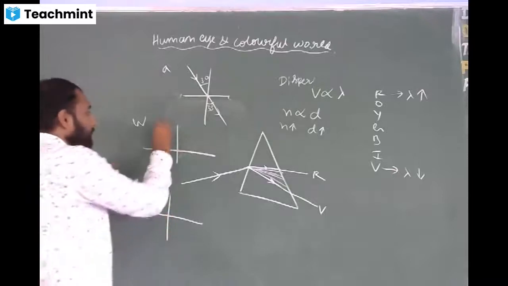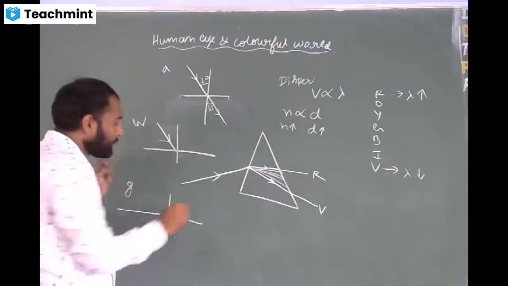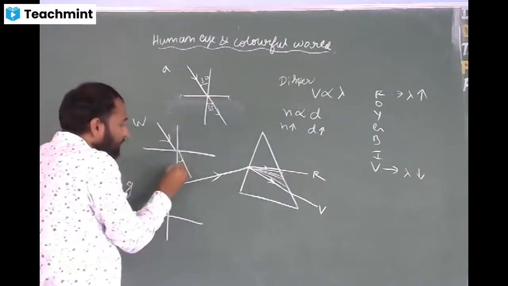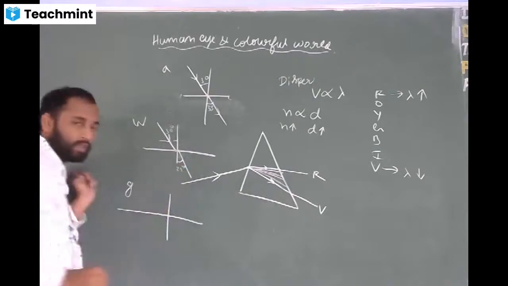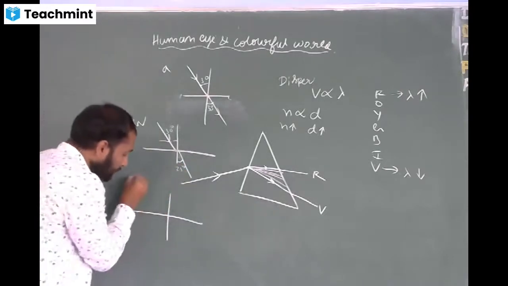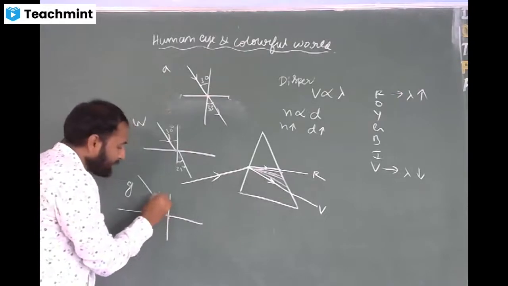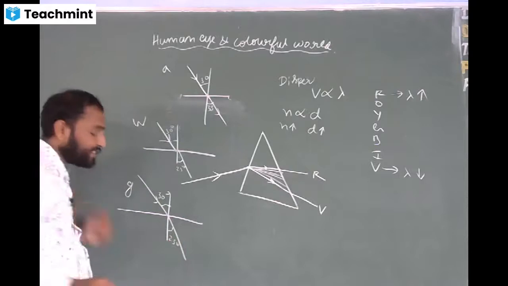Now from air, it is entering into water. The light ray will bend towards the normal. If this is 30 degrees, this will be around 25 degrees. It is bending towards the normal. Now it is entering into glass, with 30 degrees. It will bend a little bit more, around 23 degrees.